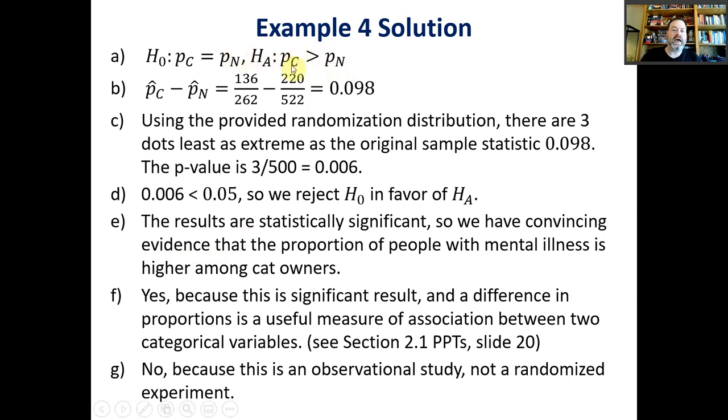So you have to go back and unpack what this means. The proportion of cat owners with mental illness, that was our variable, right? Our category of our variable was who has mental illness and who doesn't, is higher than the proportion of non-cat owners with mental illness. And that's exactly what I wrote here. We have convincing evidence the proportion of people with mental illness is higher among cat owners compared to non-cat owners. But there's only 2 kinds of people in this study.